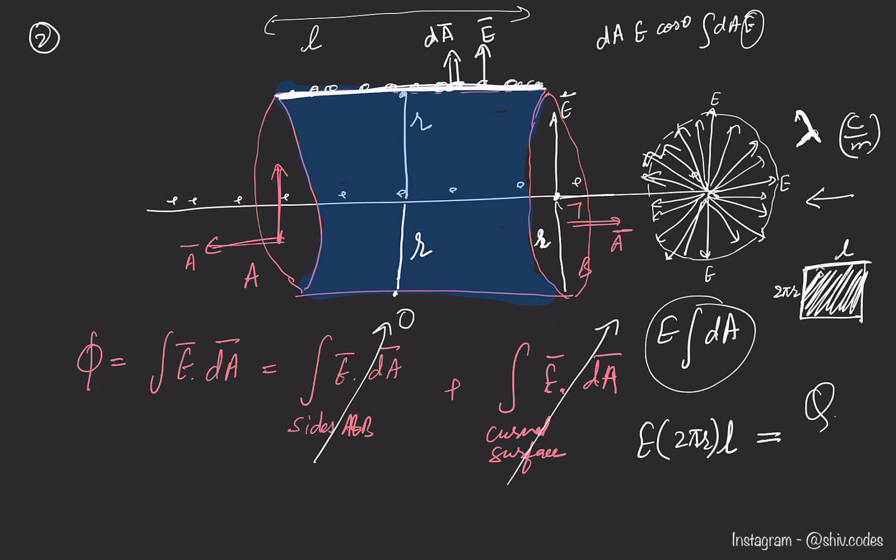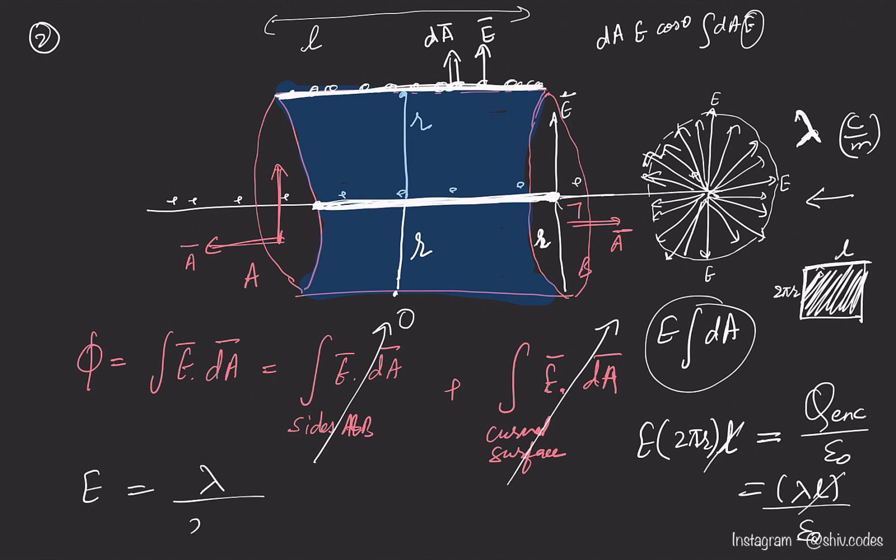The right hand side should be Q enclosed by epsilon naught by Gauss law. Q enclosed: this is the L length of wire enclosed in this cylinder. The charge per meter is lambda, so for L length, the total charge is lambda into L. So lambda L by epsilon naught. L cancels out and E comes to be lambda upon 2 pi R epsilon naught. So here the electric field intensity depends on the distance from the wire, which is R, unlike in the sheet where the electric field is independent of the distance from the sheet.